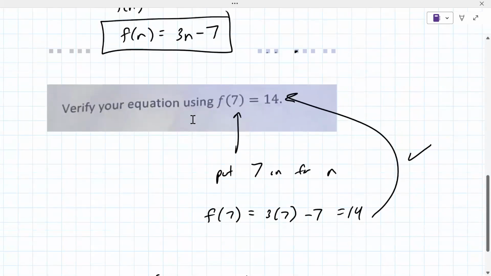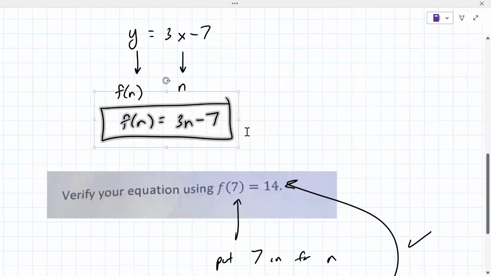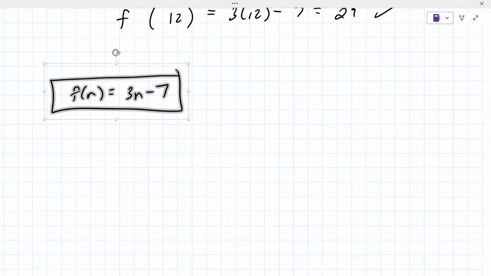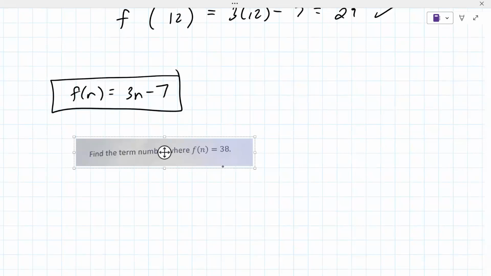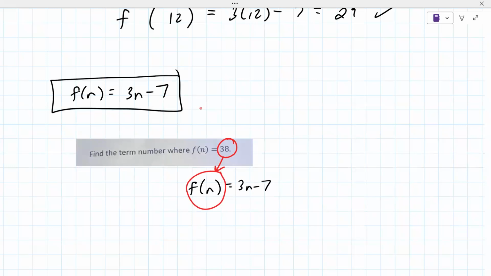Now the other types of questions that you will be asked are the going backwards questions. So that's what we have in find the term where f of n equals 38. So this time, I'm going to rewrite the equation here. This 38 takes the place of this. The whole thing becomes 38. So 38 equals 3n minus 7. Yes. Now you look at the side with the variable. You don't care about the other side, just the side with the variable.